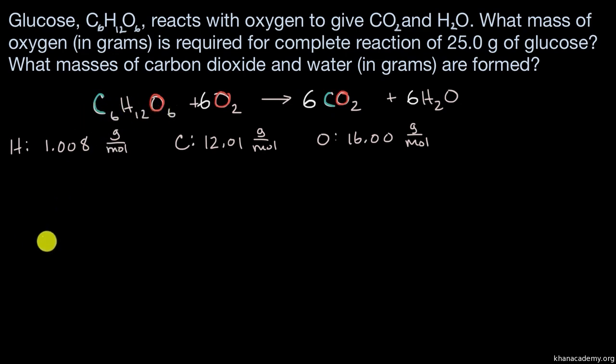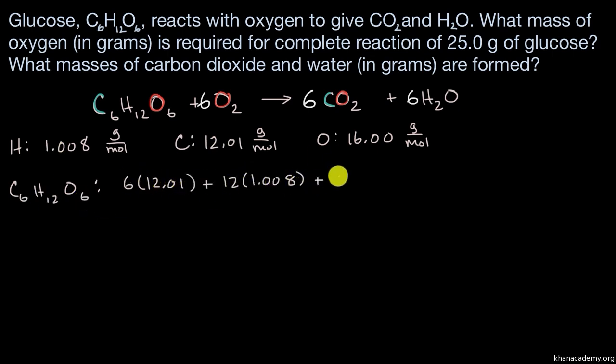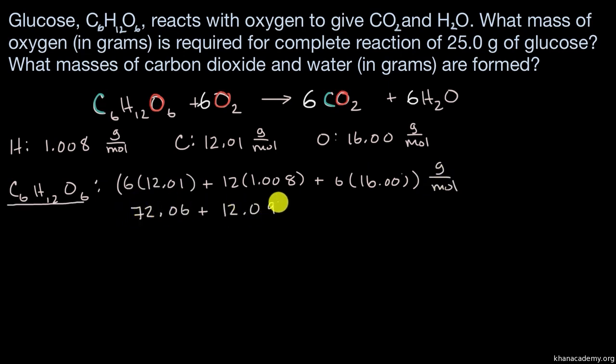So for example, glucose right over here, if we're talking about C6H12O6, how many grams per mole is that going to be? How many grams is a mole of glucose going to be? Well, it's 6 carbons, 12 hydrogens, and 6 oxygens. So one way to think about it is 6 times 12.01 plus 12 times 1.008 plus 6 times 16.00, and this is grams per mole. This is going to be equal to 72.06 plus 12.096 plus 6 times 16, which is 96.00. Of course, all of this is in grams per mole.